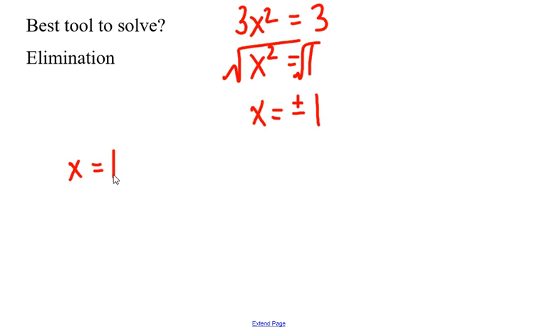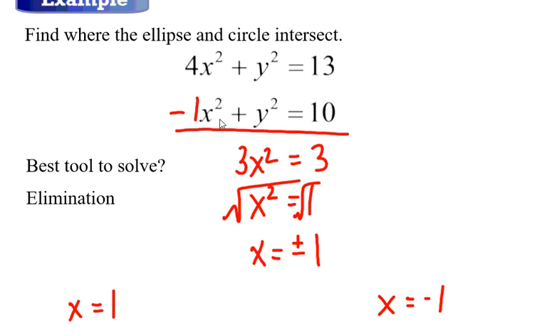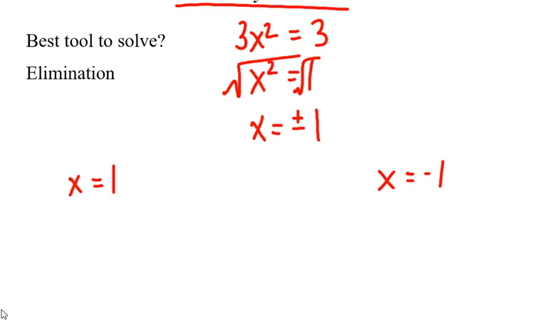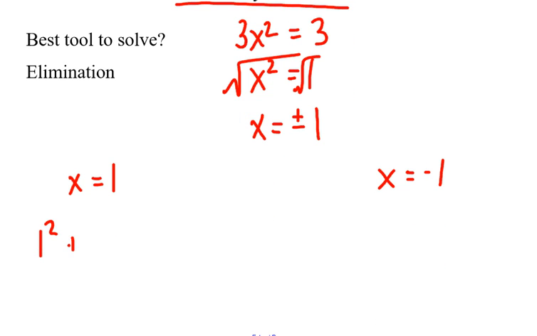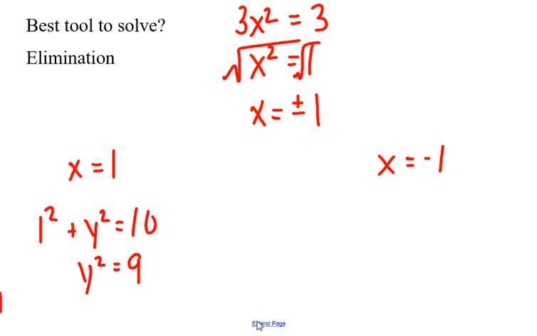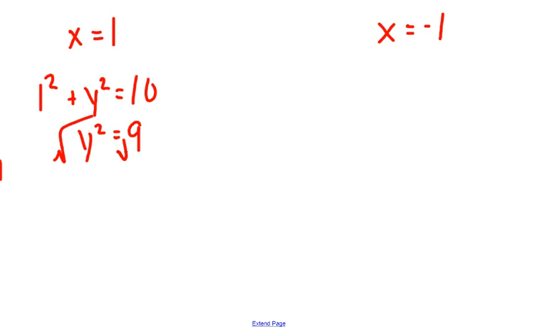Then you need to solve for your 2 answers. So x equals 1, x equals negative 1. If you put 1 in for x and solve, let's use the bottom equation, I would get 1 squared plus y squared equals 10. Subtract the 1 squared, which is 1. I get y squared equals 9. And then I take a square root to solve, and I get plus or minus 3.